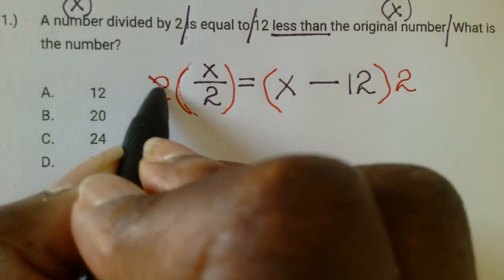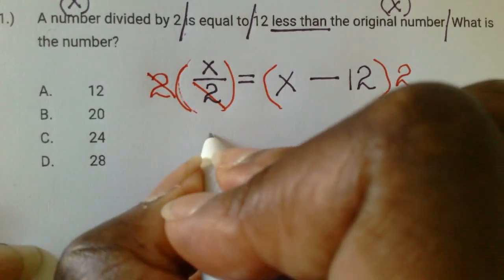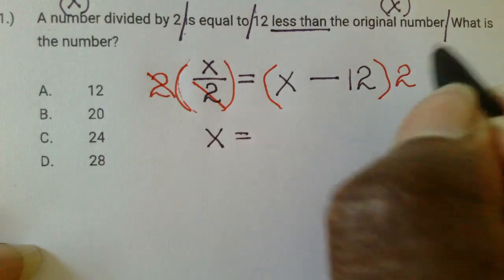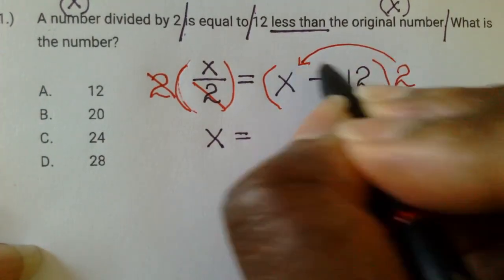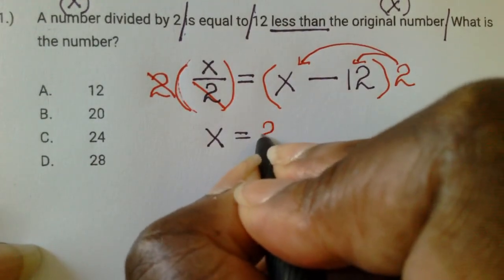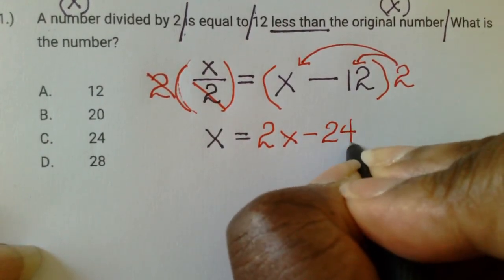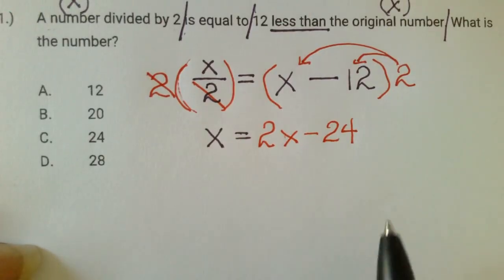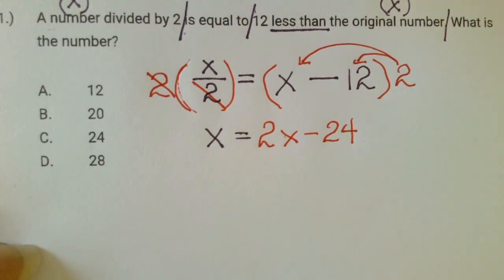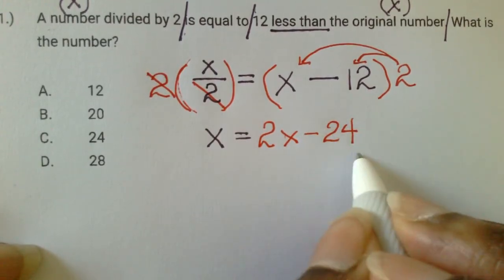So what happens here is 2 divided by 2 will give me 1x, or I could just simply write x. And then here, I can multiply everything by 2. So now you have 2x minus 24. So we have x's on both sides of the equal sign. So now I want to put my x's over here since I have a solid constant right here.